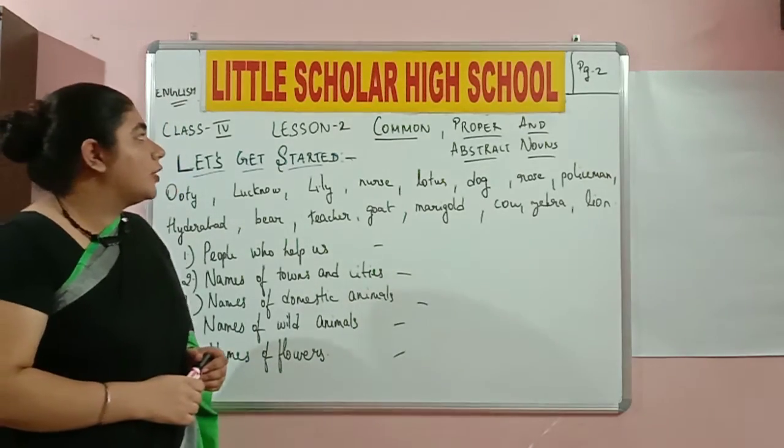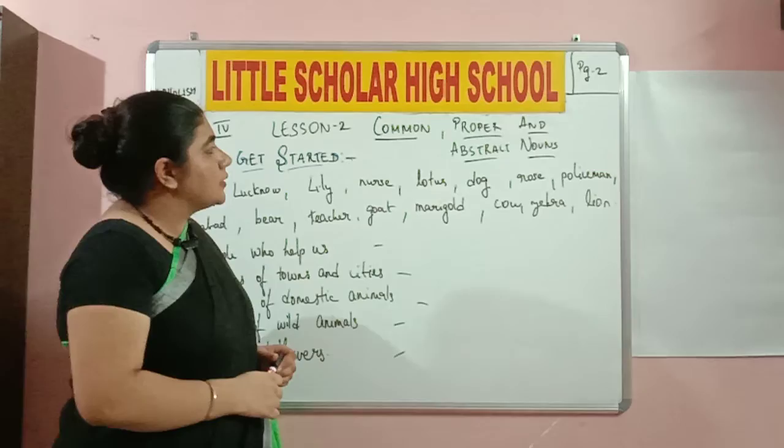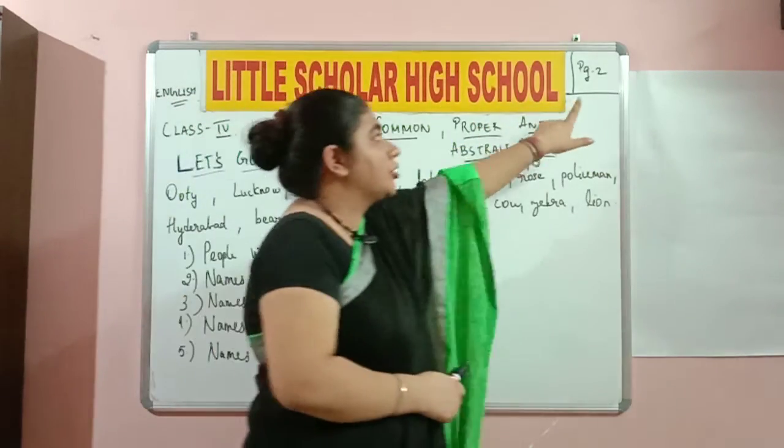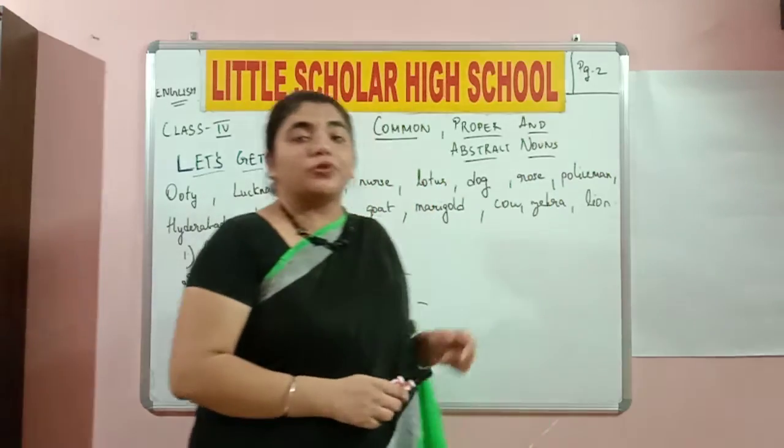So we are on lesson number 2. The name of the lesson is Common, Proper and Abstract Nouns. For your convenience, I've also mentioned the page number. It's page number 2 that we are going to study today.